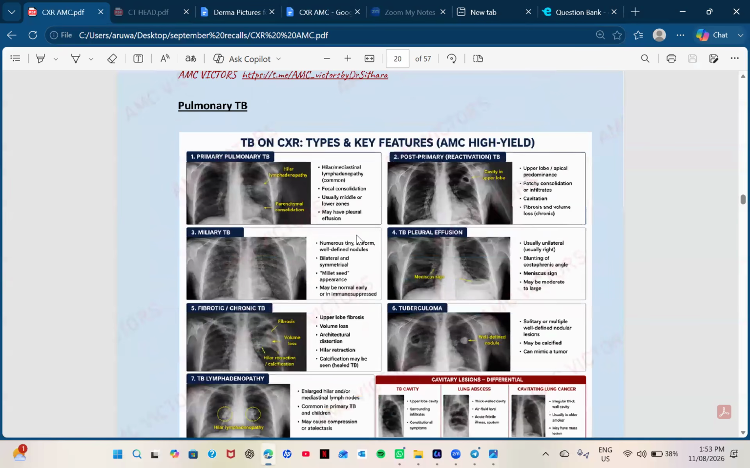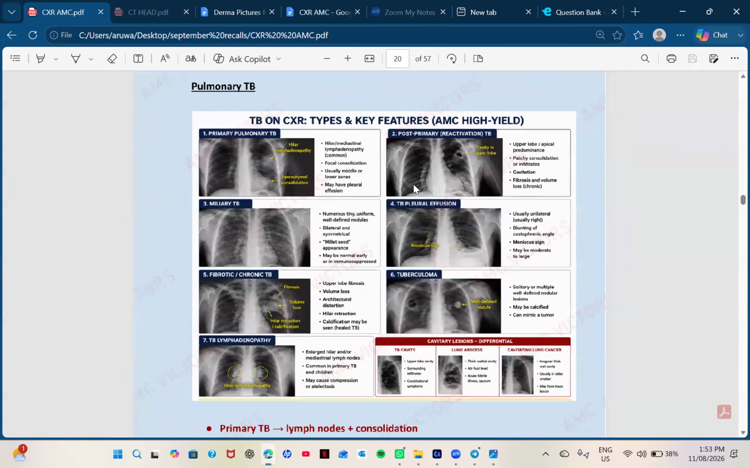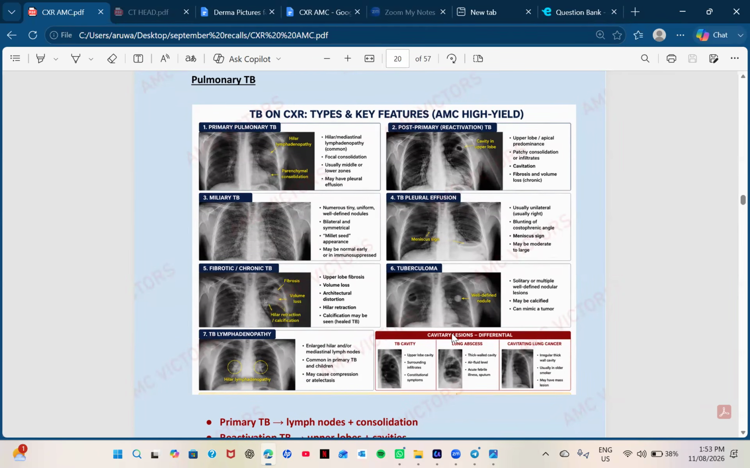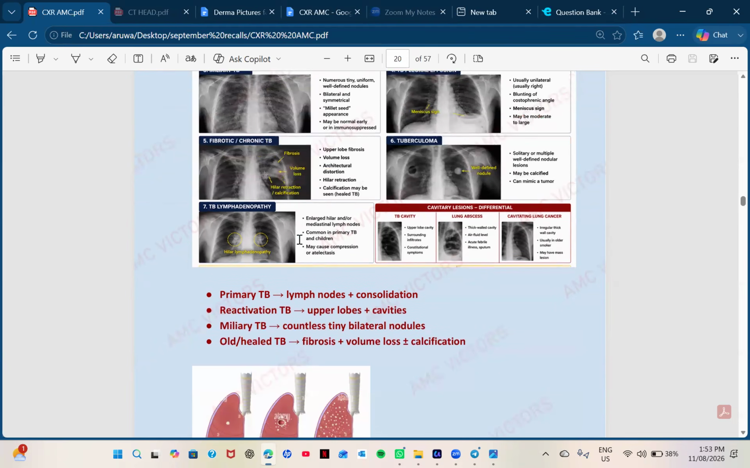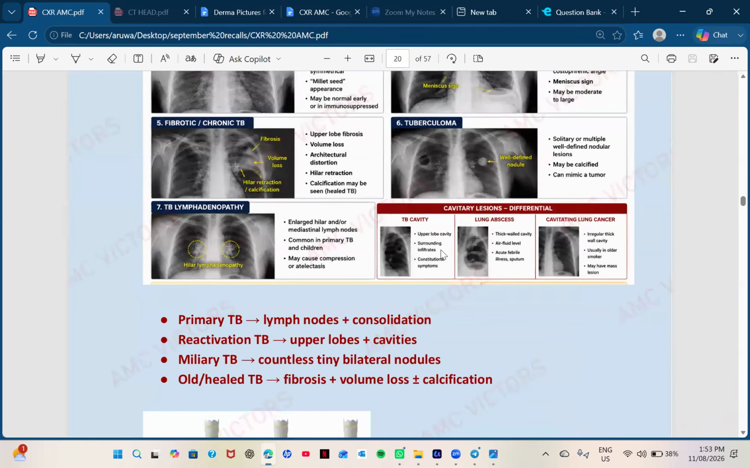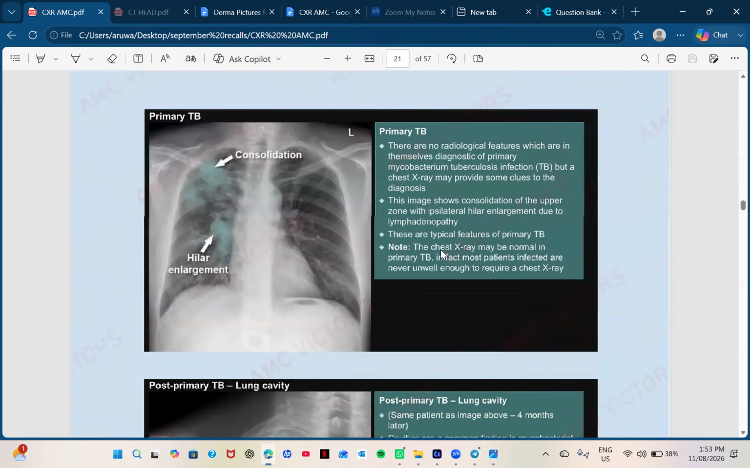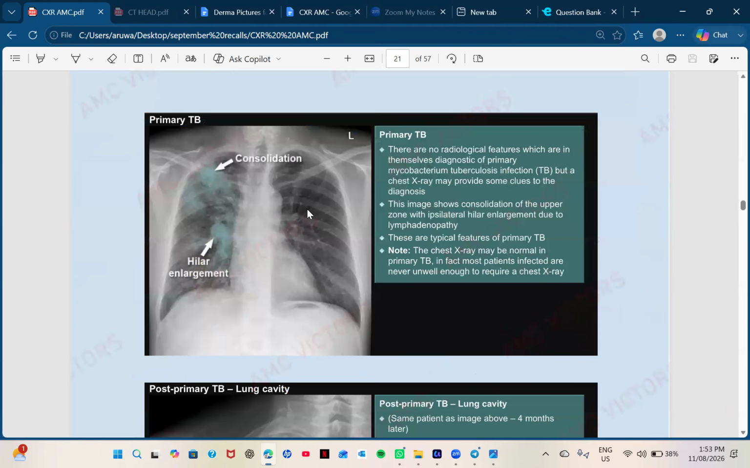Very important. Okay, let's discuss TB. So TB, what do you know? Mainly you need to know primary pulmonary TB and how it presents, miliary TB, and other than that, tuberculoma or cavitation. TB cavities, mainly. I'll explain one by one. So primary TB, how does it present?